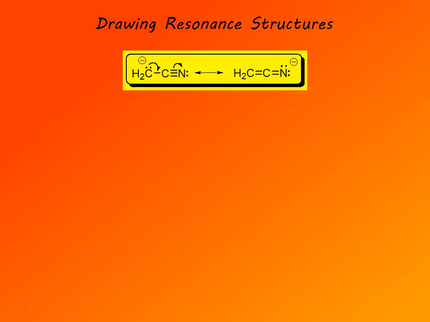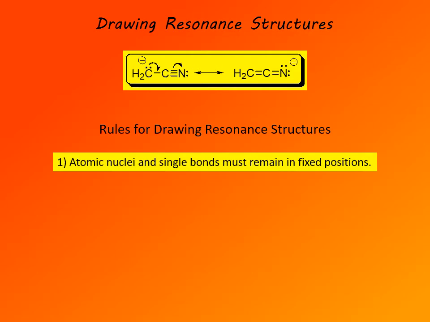The question is, how did we know that there were delocalized electrons in this anion in the first place? And how did we come up with two and only two resonance structures? Why are there no more? Why don't we have 3, 4 or more? So to be able to correctly draw resonance structures in any species, we have some rules and you need to be familiar with them. The first important rule is that atomic nuclei and single bonds must remain in fixed positions.